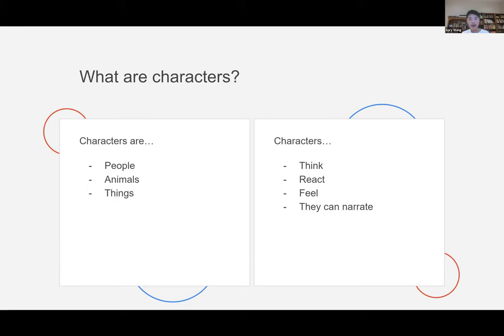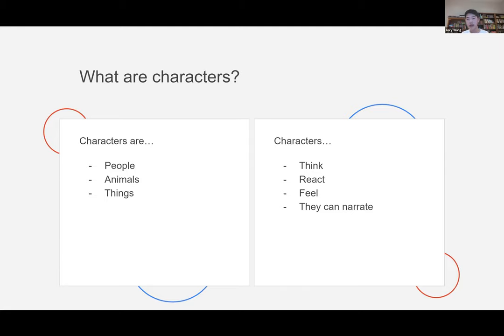And it can also be a thing. Perhaps it's the life of a book or what a pencil does all day. So these three can all be a character. It doesn't always have to be a person who is the character in the story. And characters can do four main things. So they can think. For example, Curious George can think. That's why his name is Curious George, because he can think and he sees things and he's like, I wonder how this works. So he thinks about it. And that's what a character does.